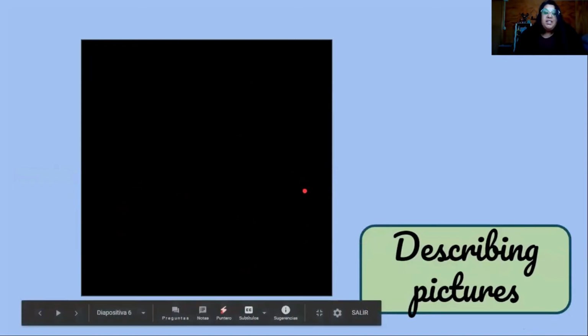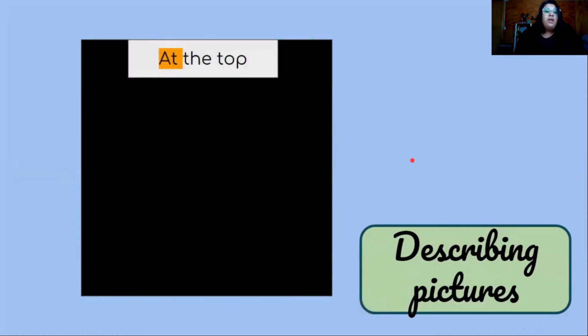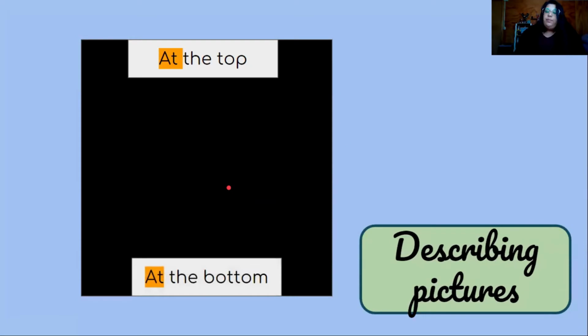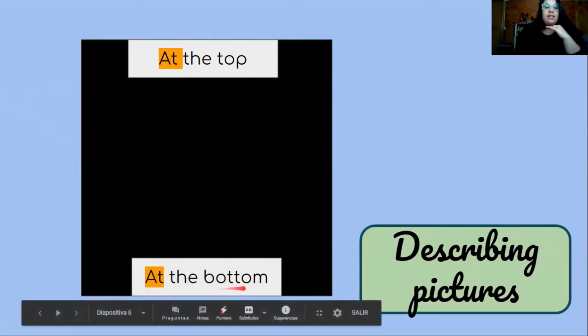Then we're going to think this is our picture. Pay attention how we're going to do it and how we're going to say it. We're going to talk about what can we see in the picture, where the things are located, okay? So at the top and at the bottom, okay? At the top, at the bottom. Pay attention. At the top, at the bottom.